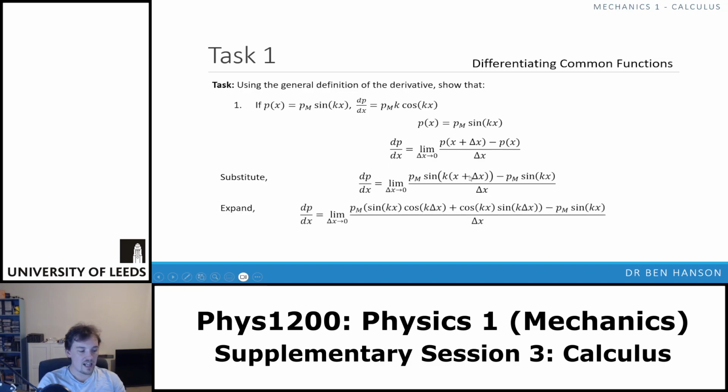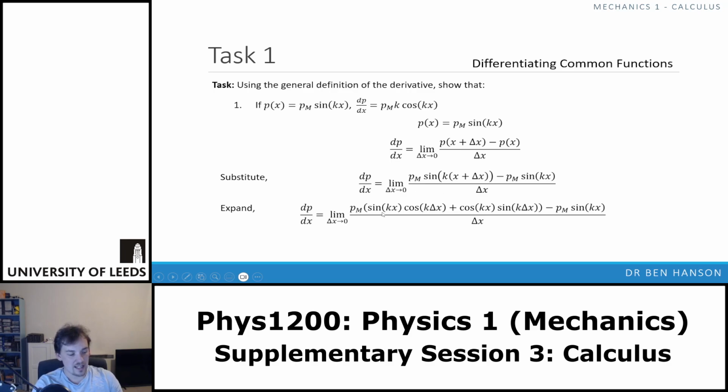So sine of kx plus k delta x, well, that's the double angle formula, isn't it? And we can take that pm, that's a constant by the way, to the front of everything. So pm sine of kx plus k delta x is sine cos plus cos sine. That's the double angle formula for sine of a plus b. It's sine a cos b plus cos a sine b. In this case, sine of kx cos of k delta x plus cos of kx sine of k delta x, minus sine kx.